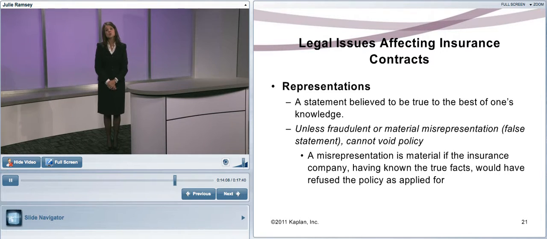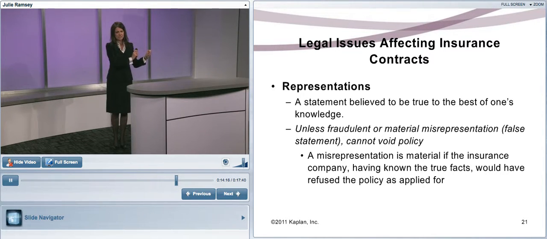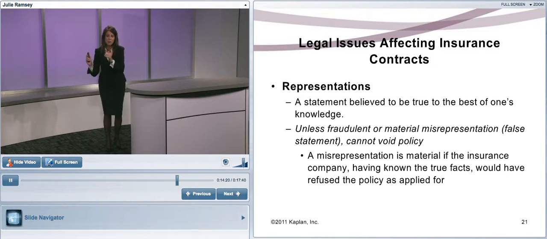However, if a misrepresentation is material, meaning had we known this information, it would have totally changed the underwriting decision, then it can void the policy. Had we known this material information, had we known you had cancer, had we known you had a claim last year on your homeowner's policy, we wouldn't have written the policy because it was substantial. It was material information.